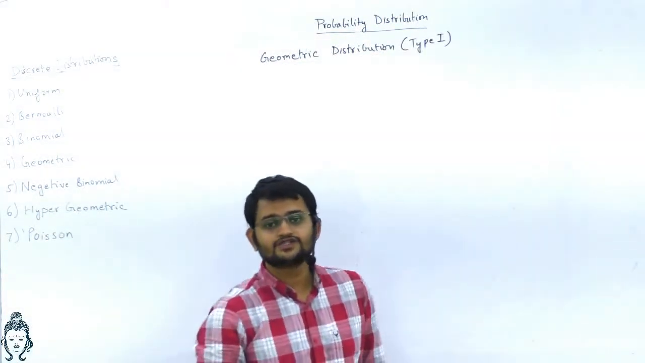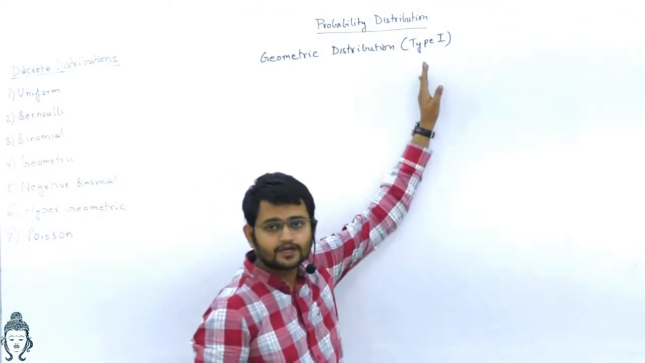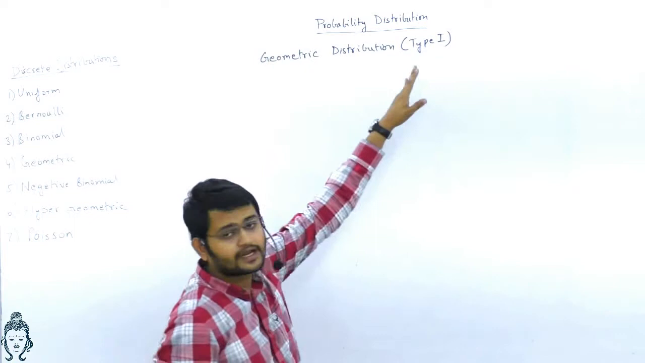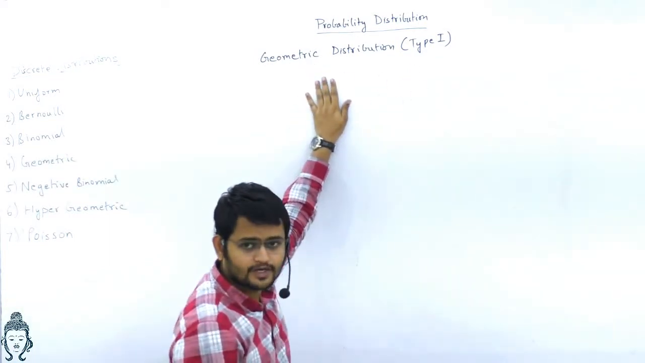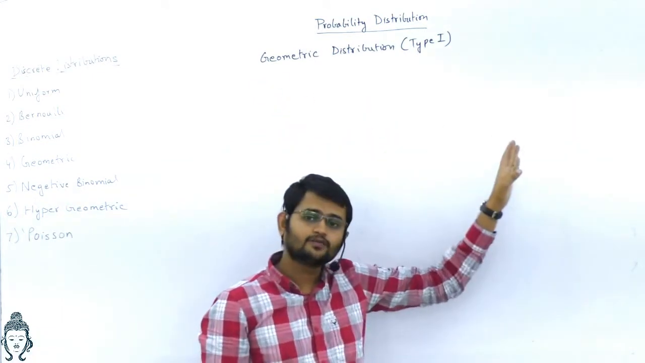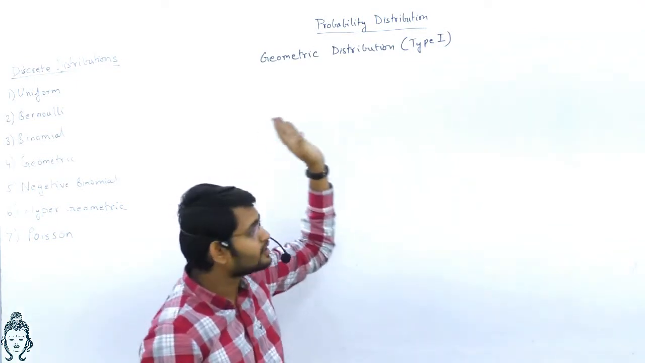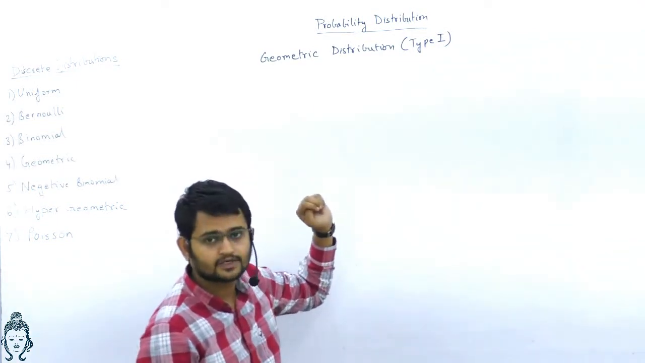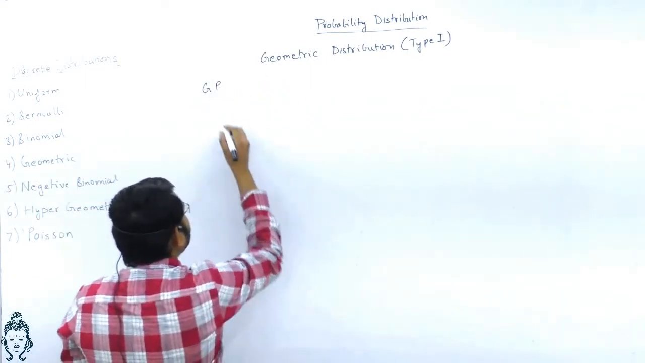Let's start with the next distribution, the geometric distribution. Now there are two types of geometric distribution, geometric type 1 and type 2. Before we actually start the geometric distribution, we are going to talk about geometric progressions and arithmetic geometric progressions, or GP and AGP. Okay, so first let's see GP, geometric progression.